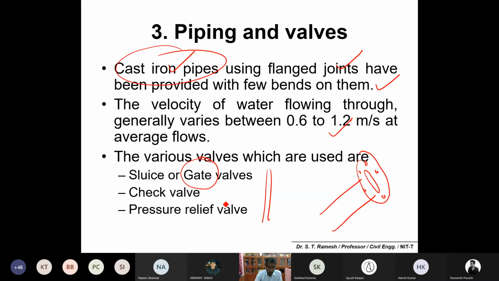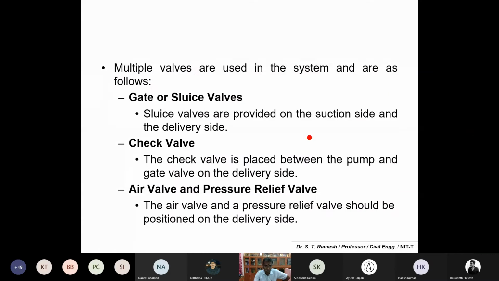Normally they may use a gate valve and check valve, and they may use a pressure relief valve. Okay, and that's something, because pressure relief valves are automatic. It will sense the pressure, and if there is any excess pressure, it releases automatically to the outside. Okay, so please remember these types of valves are used in pumping stations. Gate valves regulate the flow. Number two, the check valve is placed between the pump and the gate valve on the delivery side. One is on the suction side, another is on the delivery side, and the air valve and also the pressure relief valve should be positioned on the delivery side. So these are the different valves used in the pumping station.